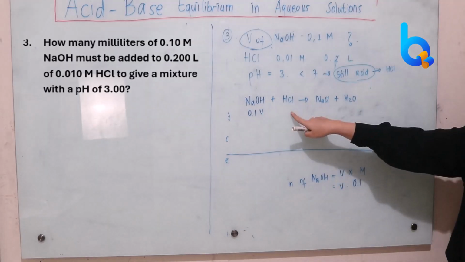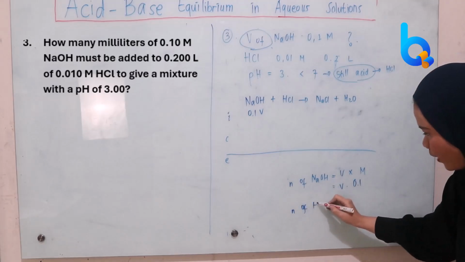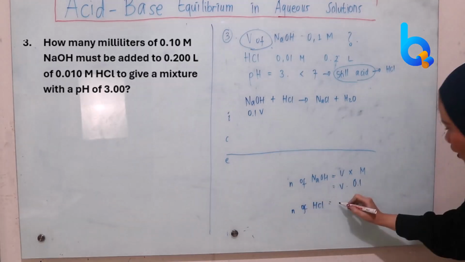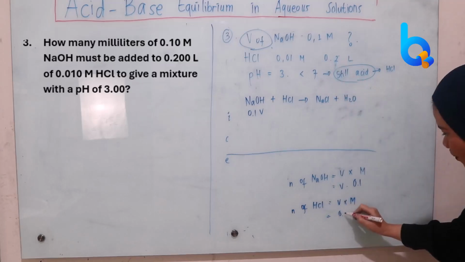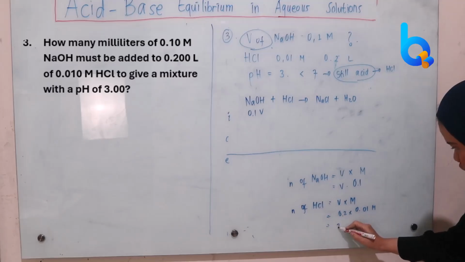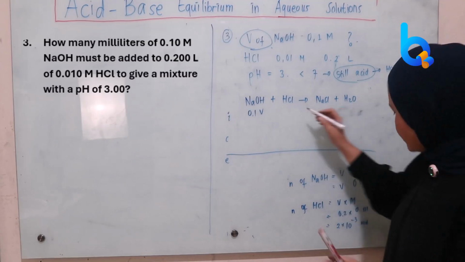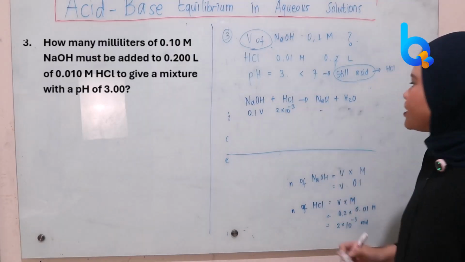Okay, for HCl, we know the volume and the concentration, so we can calculate the moles of HCl. It's equal to volume 0.2 times 0.01 mole. So it would be 2 times 10 to the power of minus 3 mole. So it's like 2 times 10 to the minus 3 at initial, with no product.